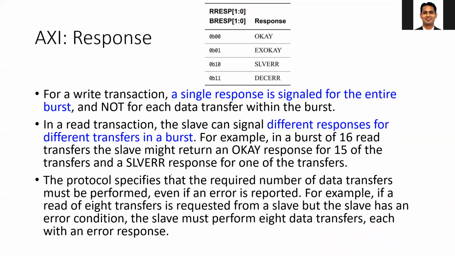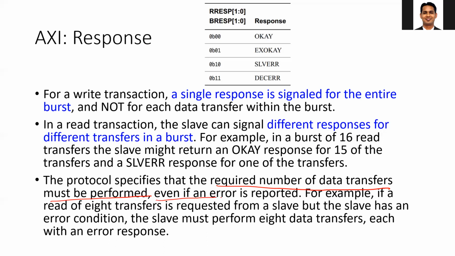The protocol specifies that the required number of data transfers in a burst must be transferred. So even if the slave says that the data is an error, since the slave has accepted the read transaction, it has to complete the read transaction. That means it has to transfer the data in a burst of the appropriate size requested by the master and appropriate transfer size. So the slave cannot stop the transaction or ignore the transaction. It has to complete it.